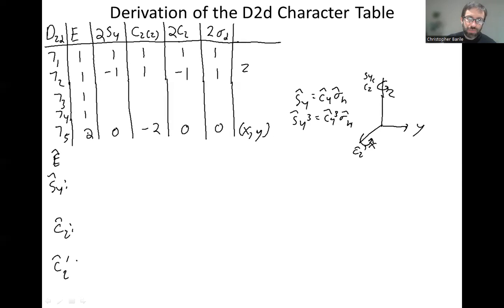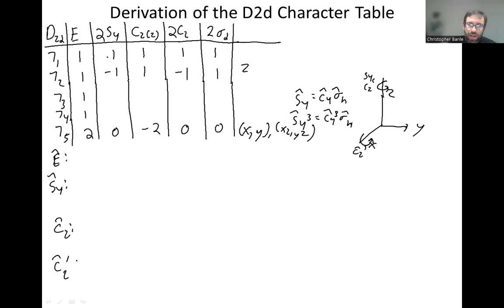And what is our function going to be? Well, it's going to be 2 times 1 is 2, 0 times -1 is 0, -2 times 1 is -2, 0 times -1 is 0, and 0 times 1 is 0. So unfortunately, that just gets us back gamma 5. But we figured out that xz and yz transform thusly as gamma 5. Didn't help us, so let's do something else.